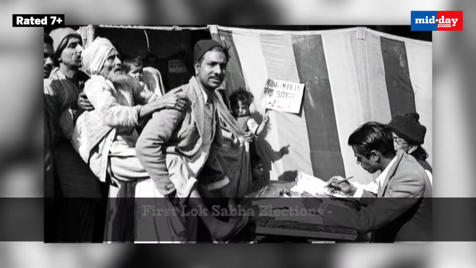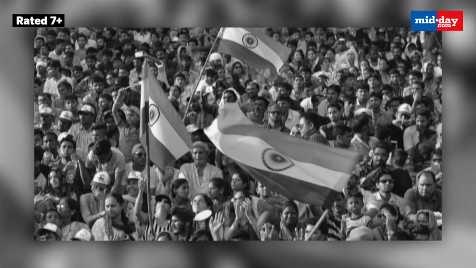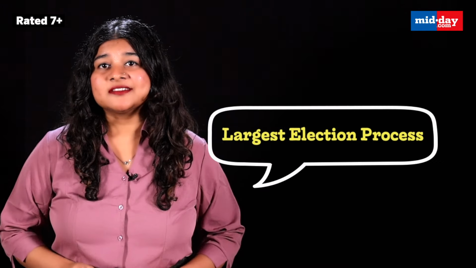The scale of the first Lok Sabha elections was massive. It was conducted from October 25, 1951 to February 21, 1952. Imagine over 173 million people, more than the entire population of many countries, eligible to vote across thousands of polling stations. It was the largest election process the world had seen up to that point.